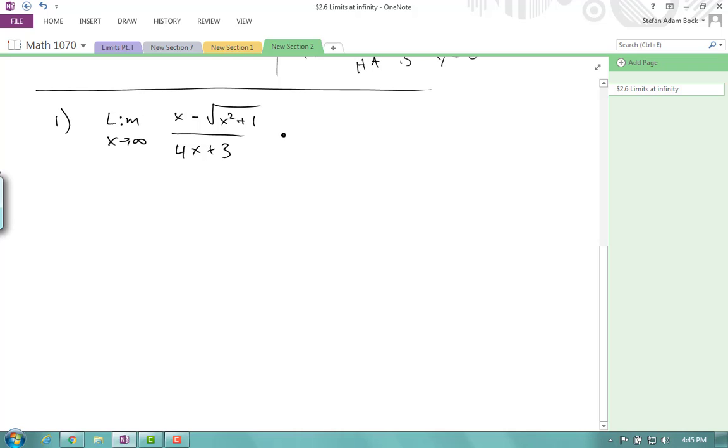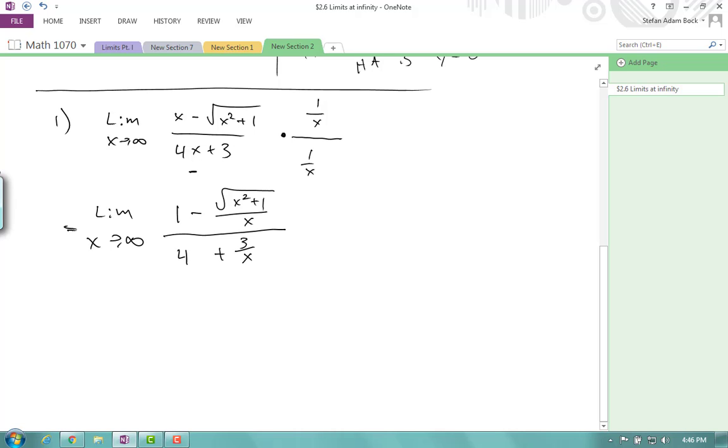I'm going to look at the highest power in the denominator and divide that from the top and from the bottom. So I'll multiply the top by 1 over x and the bottom by 1 over x. And when I distribute, I'm going to have 1 minus the square root of x squared plus 1 over x, all over 4 plus 3 over x. And this process is essentially exactly why the above shortcuts work for the rational functions of polynomials.